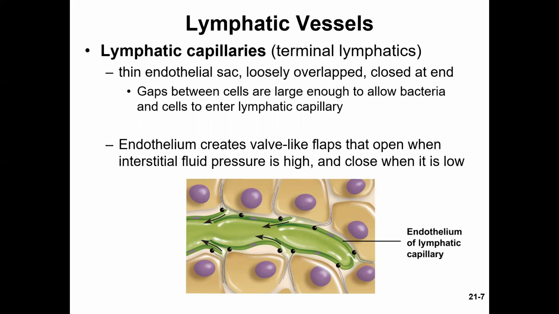So lymphatic capillaries, also called terminal lymphatics, have a thin endothelial sac, loosely overlapped and closed at one end. The gaps between the cells are large enough to allow bacteria and cells to enter the lymphatic capillary. They have an endothelium that creates a valve-like flap that opens when the interstitial fluid pressure is high and closes it when it's low.